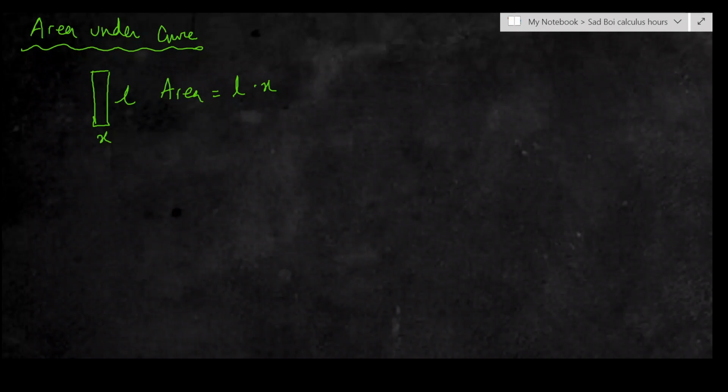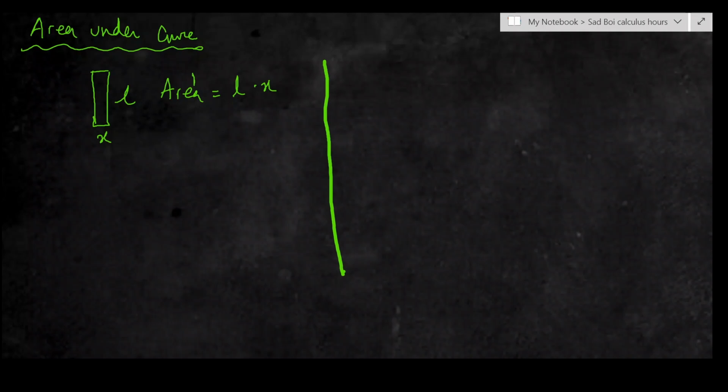So let's start with area under the curve. Before we get on with integration, let's first discuss how we can calculate the area of a rectangle like this one. How can we do that? Let's consider this rectangle has length L and the width x. The area then would be L times x. This is the concept that we're going to use in determining the area under the curve.